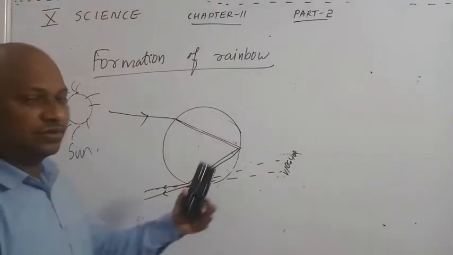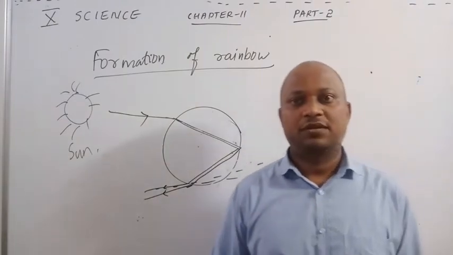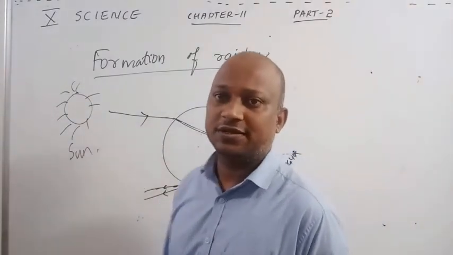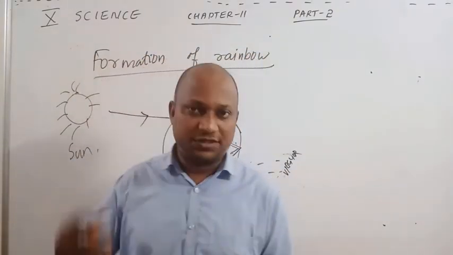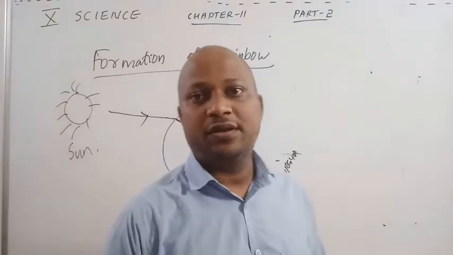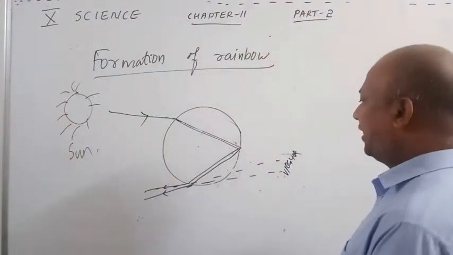So NCERT does not use the actual information there. और ऐसे डायग्राम, तो ऐसे डायग्राम आप लर्न कर सकते हो, कोई दिक्कत नहीं है, क्योंकि there is much more knowledge in physics required to draw properly. So what about secondary rainbow?